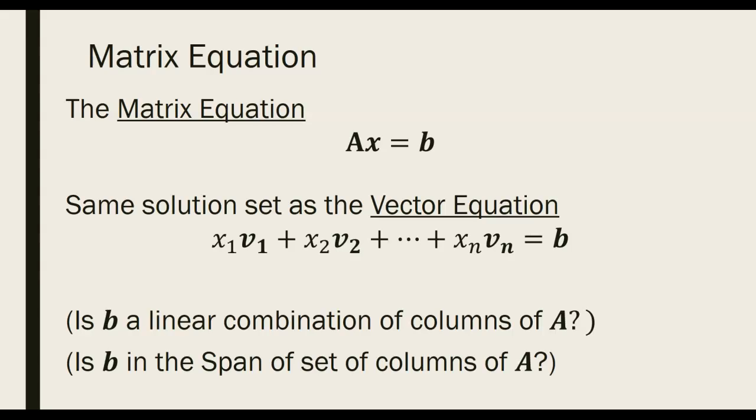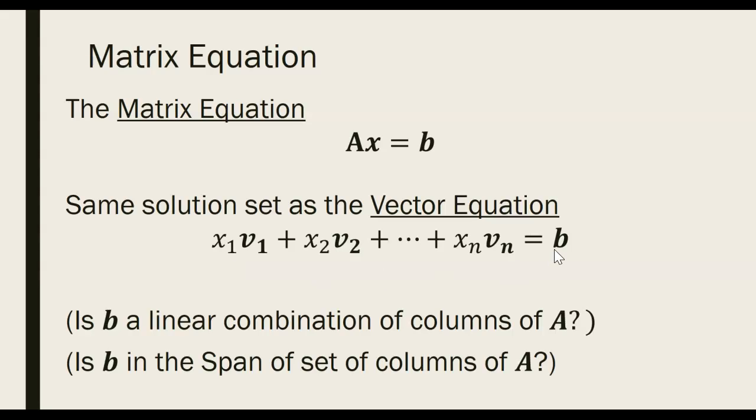Now, we saw that the matrix equation AX equals B is going to have the same solution set as the vector equation. Now we can go back and forth from that. Notice that the vector equation is just a linear combination. So what the vector equation is saying is B is equal to a linear combination of the vectors v1 through vn. And so we can take all the stuff we learned in section 1.3 and ask similar questions. We can say, is B a linear combination of the columns of A? Well, that's equivalent to solving the matrix equation and is equivalent to solving the vector equation.